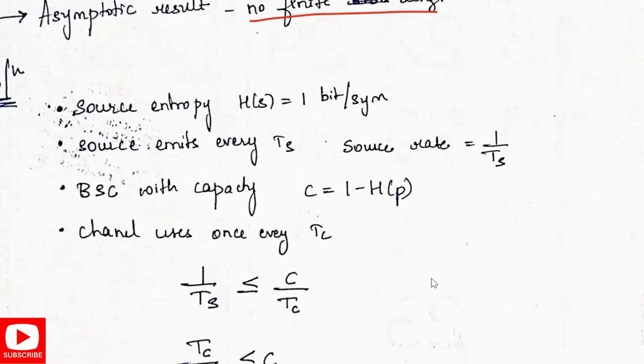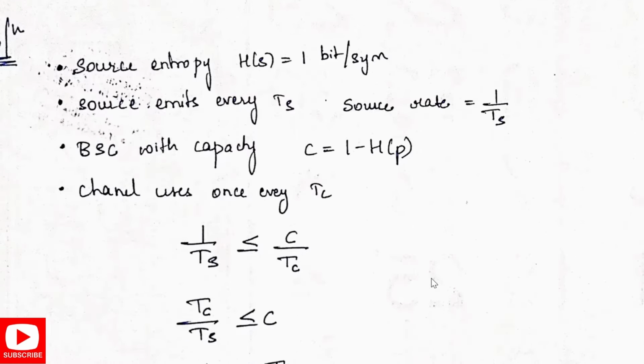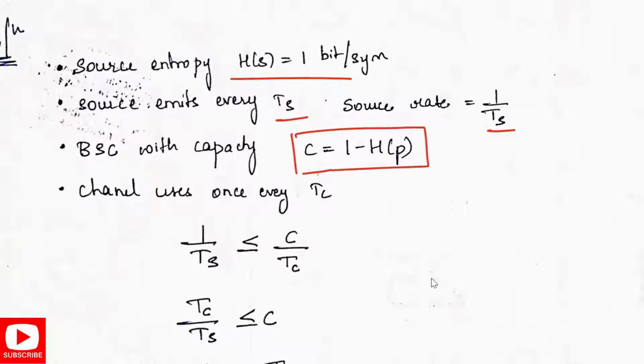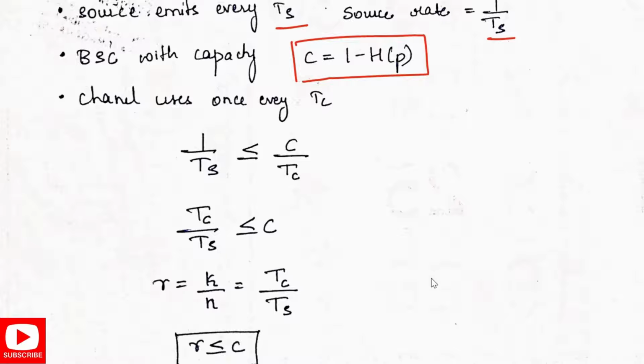Next, an application of this theorem: source entropy H of S is 1 bit per symbol. The source emits every Ts seconds, so our rate is given by 1 by Ts. For a binary symmetric channel, the capacity is given by C is equal to 1 minus H of p. The channel is used once every Tc. Substituting, 1 by Ts is less than or equal to C by Tc. So replace it: Tc by Ts is less than or equal to C. R is given by k by n, that is equal to Tc by Ts. So you can say R is less than or equal to C.